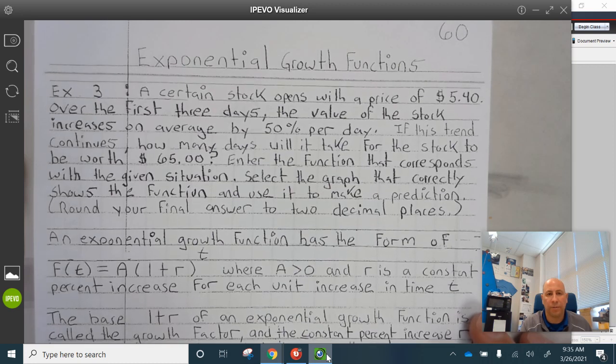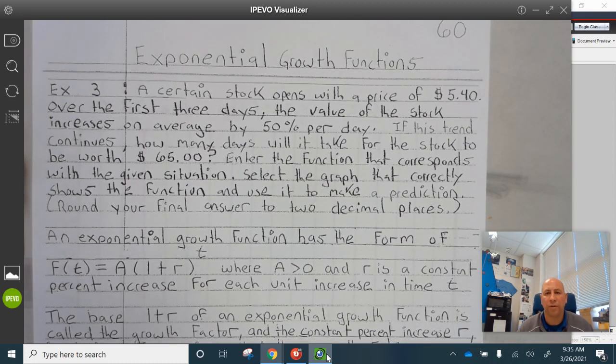All right, example 3. A certain stock opens with a price of $5.40. Over the first 3 days, the value of the stock increases on average by 50% per day. If this trend continues, how many days will it take for the stock to be worth $65? Enter the function that corresponds to the given situation. Select the graph that correctly shows the function and use it to make a prediction. Round your final answer to 2 decimal places.